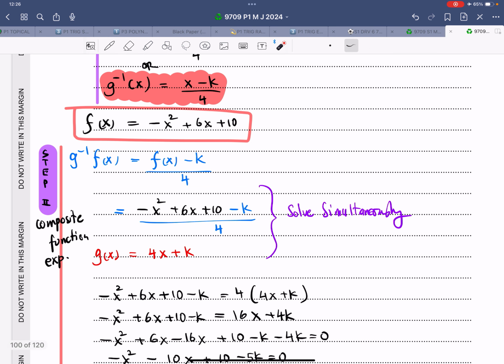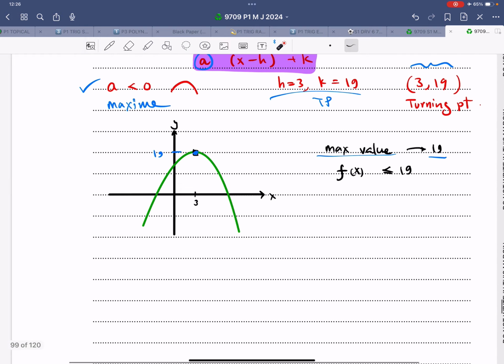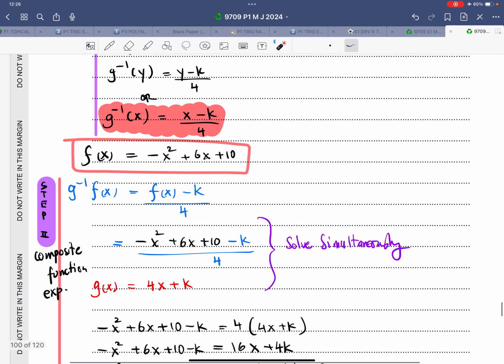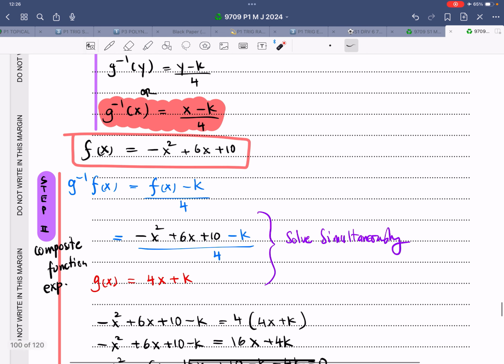So what we do is that g inverse of x is x minus k over 4. So g inverse of f(x) is f(x) minus k over 4. Now there were two choices. Either you plug in this one over here, or this one. When you plug in that one, for simplification, you have to open it up. So just put in the original general form. You write this down, you simplify, and this is the expression now.